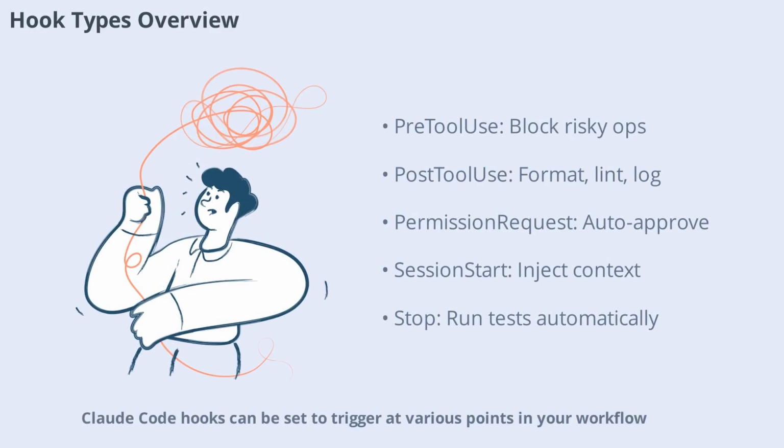Let's break down the main types of hooks and see how they can make your workflow smoother. Claude Code Hooks can be set to trigger at various points in your workflow. For example, pre-tool use fires before any tool runs, letting you block dangerous operations. Post-tool use runs after a tool completes, perfect for auto-formatting or logging. Permission request intercepts permission dialogs, while session start injects context at the start of a session. Other hooks like stop, pre-compact, sub-agent stop, and user prompt submit cover everything from running tests to injecting instructions. Each hook is an opportunity to automate away a pain point.